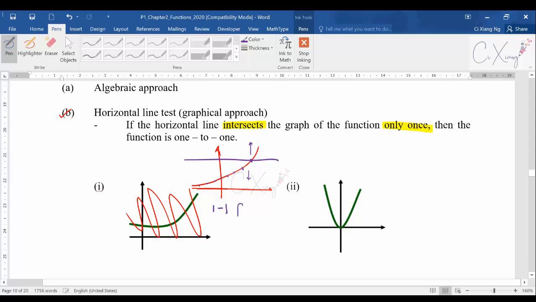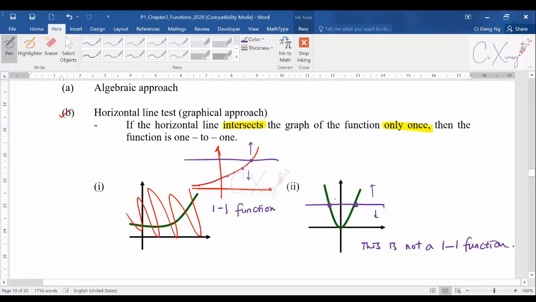So if it only intersects at one point with the graph, that means this is a one-to-one function. I write it like this. Please write it out, one-to-one, in the exam. So for example number 2, if you draw any horizontal line and move it up or down using the ruler, mostly there are two intersection points. When you have a horizontal line with two intersection points with the curve, that means this is not a one-to-one function. If you have this kind of graph, which is not a one-to-one function, then you cannot find the inverse function.